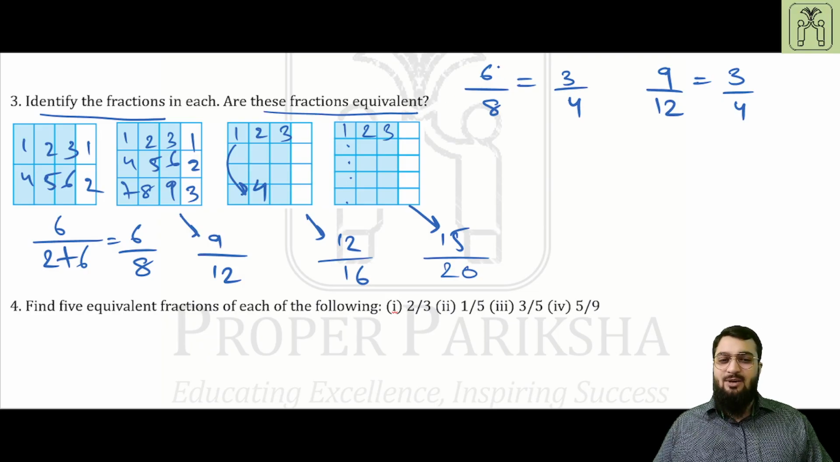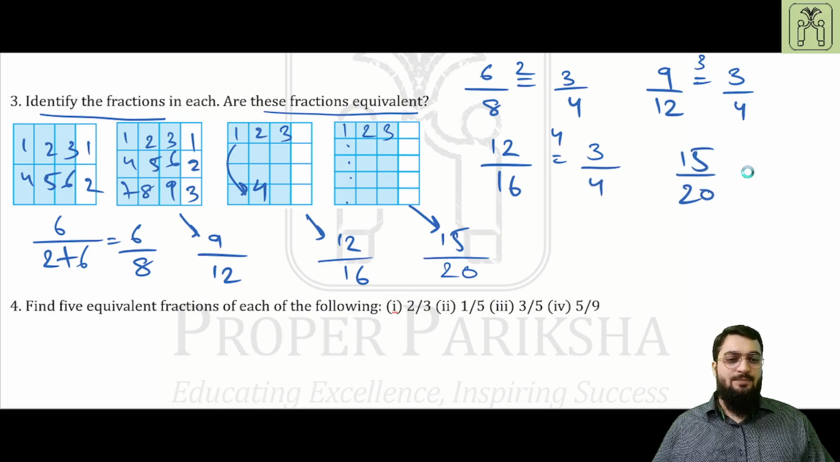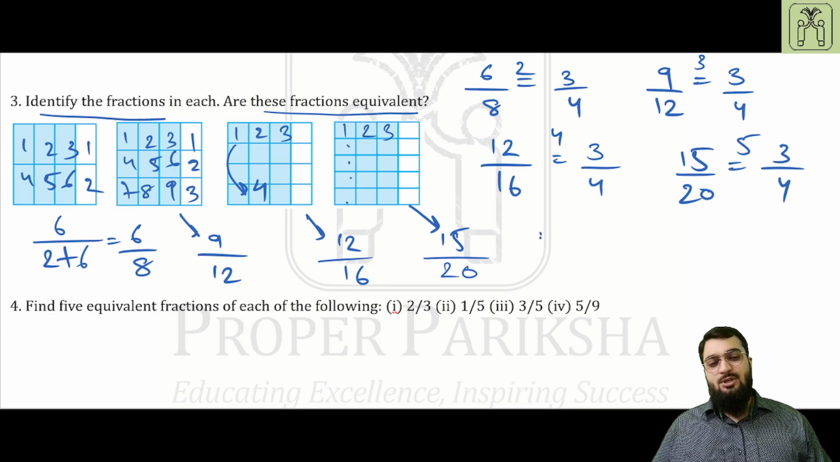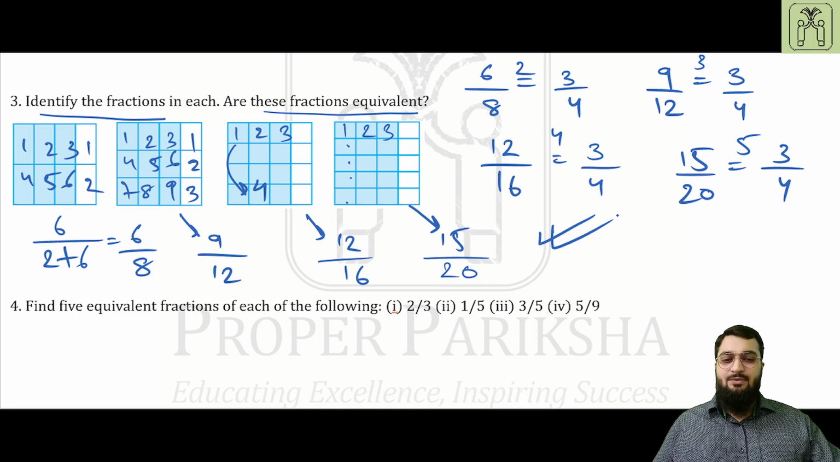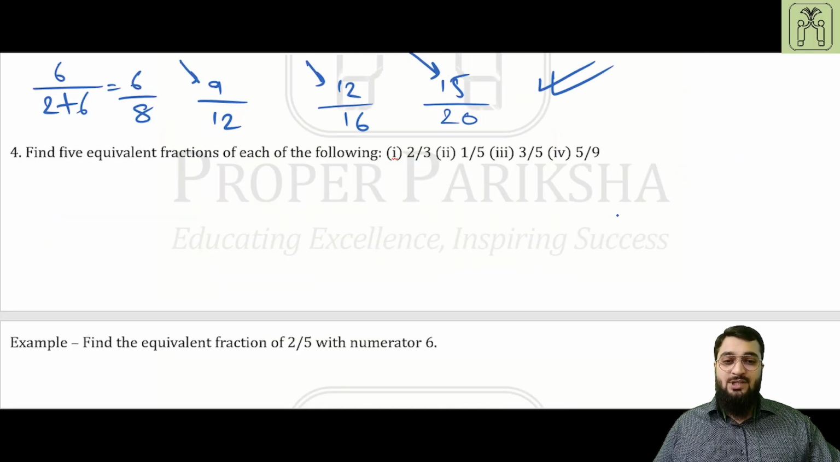Just write the common factor: over here it is 2, over here it is 3. Coming to 12 upon 16, the common factor is 4, and the answer will be 3 upon 4. Similarly 15 upon 20, the common factor will be 5, and the answer will again be 3 upon 4. Therefore yes, they are equivalent fractions because they have been reduced to the same simplest form as each other. Question number 4.